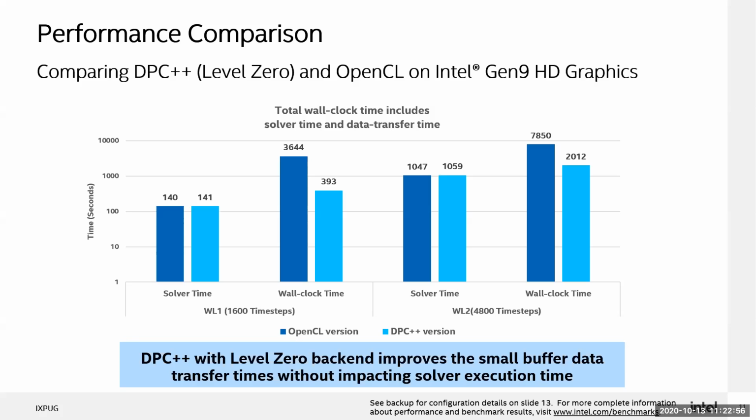So if I look at data parallel C++ with the Level 0 backend, it could be a primary choice when it comes to achieving portability along with performance. And because it is SYCL, now we have the freedom to leverage other primary backends as well.